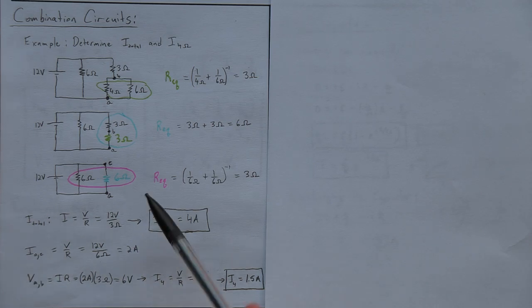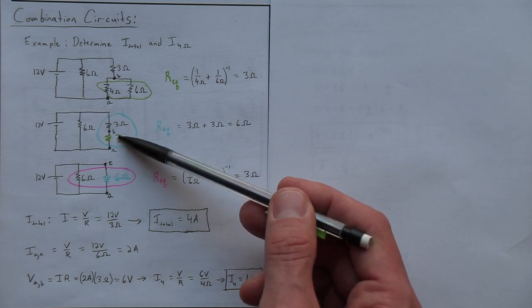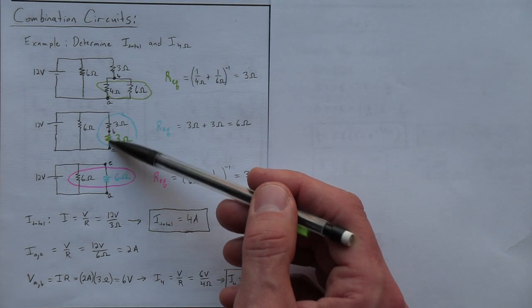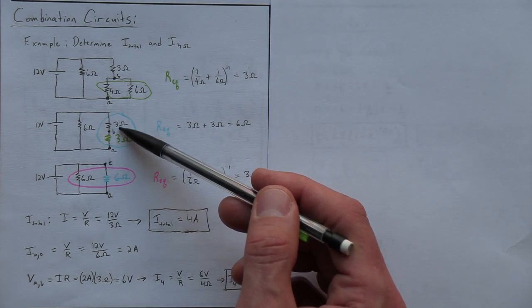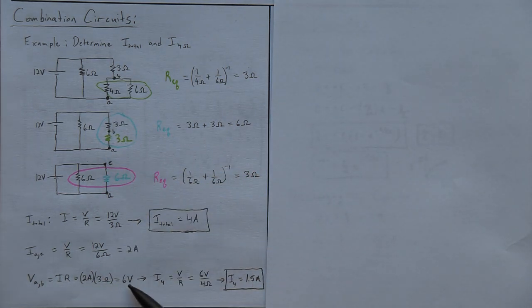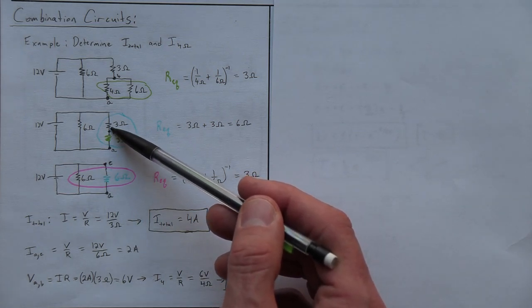Now I can find the voltage between A and B right here. How do I do that? Well, I use Ohm's law again, V equals IR. There's 2 amps and 3 ohms between A and B, right? 2 amps here, there's 2 amps here. So IR, 6 volts from here to here.